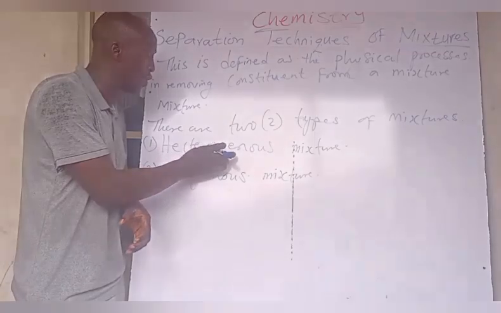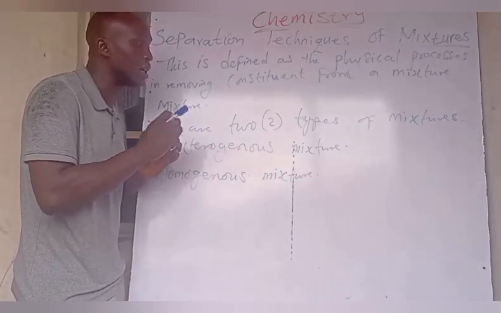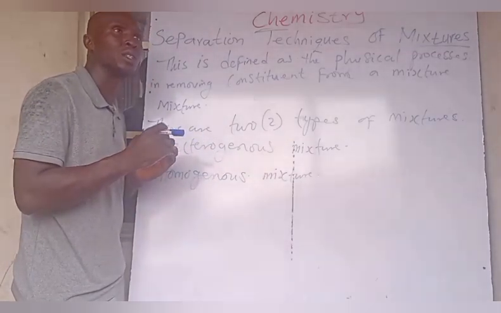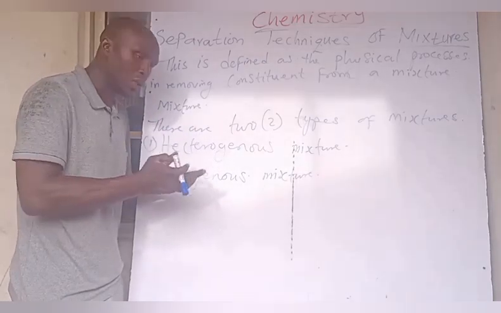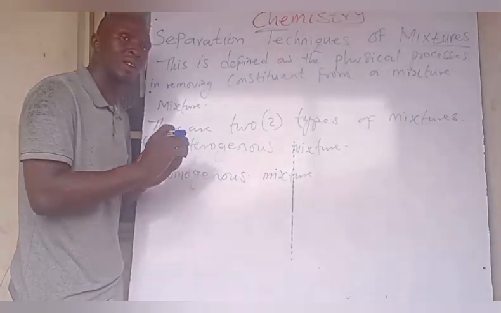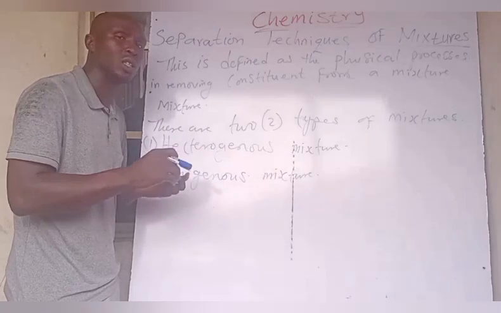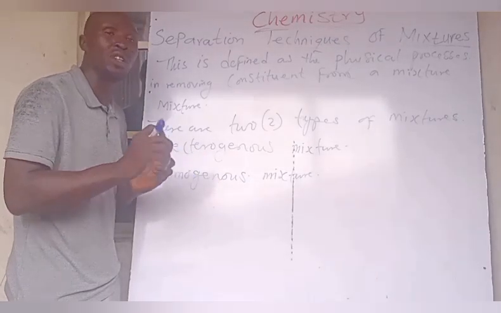Look at another example of a heterogeneous mixture. Let's look at sand and iron filings. You see that the sand is still there, and the iron filings are also there.